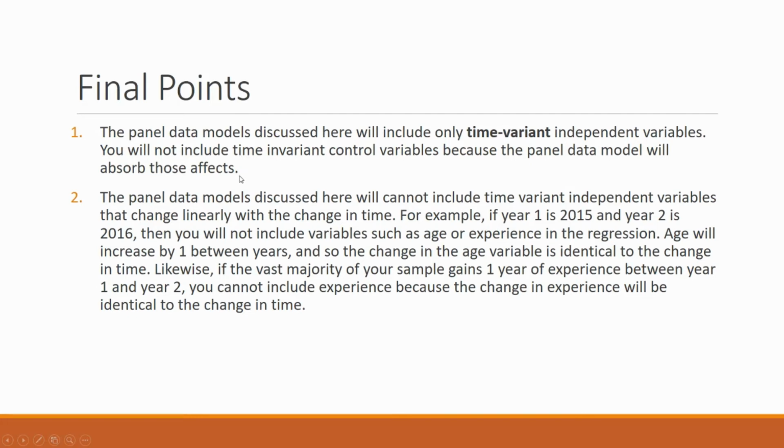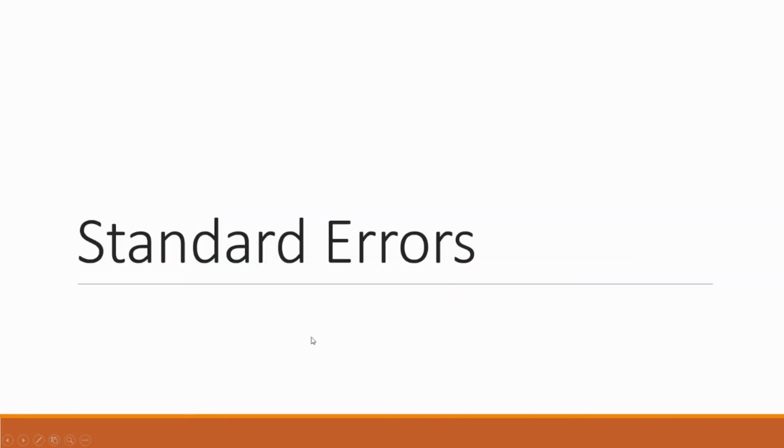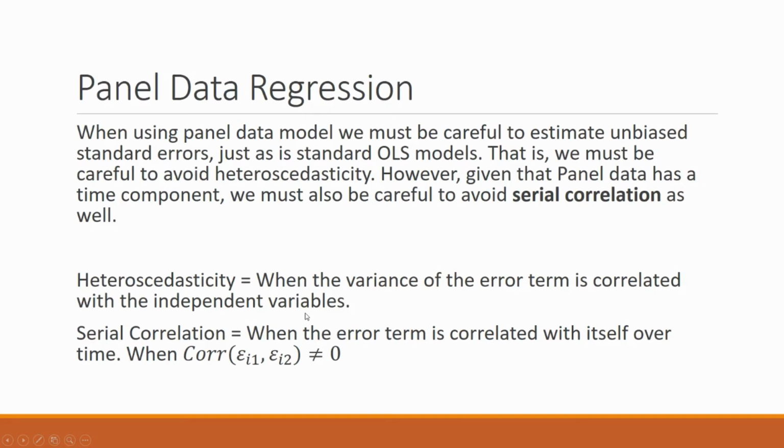Okay, so those are just 2 final points. All right, lastly, standard errors. I'll just go through this quickly, and then we'll get into this data demo. When we're using panel data models, we must be careful to estimate unbiased standard errors, just as in the standard OLS models. So remember when we did standard cross-sectional regressions, we talked about heteroscedasticity. We needed to control for heteroscedasticity, or else we might get biased standard errors.